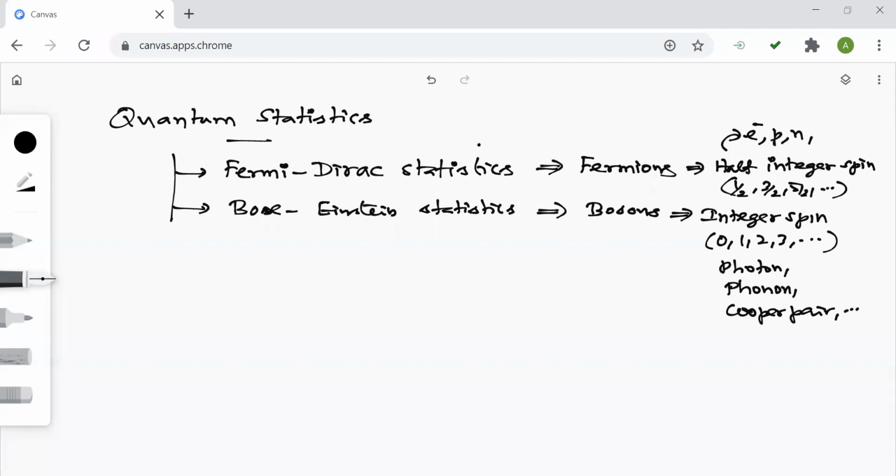So quantum statistics is applicable only for particles having spin, whereas for Maxwell-Boltzmann statistics, you need not worry about the spin of the particle. Spin is not important. Remember, these are the two different quantum statistics we have: Fermi-Dirac statistics and Bose-Einstein statistics. Particles which obey Fermi-Dirac statistics are called fermions, and particles which obey Bose-Einstein statistics are called bosons. Fermions have half integer spin, whereas bosons have integer spin.